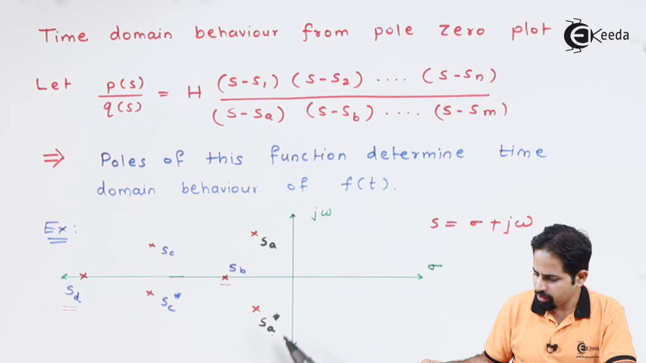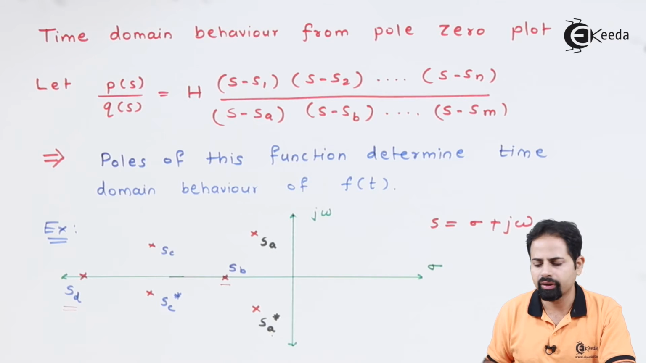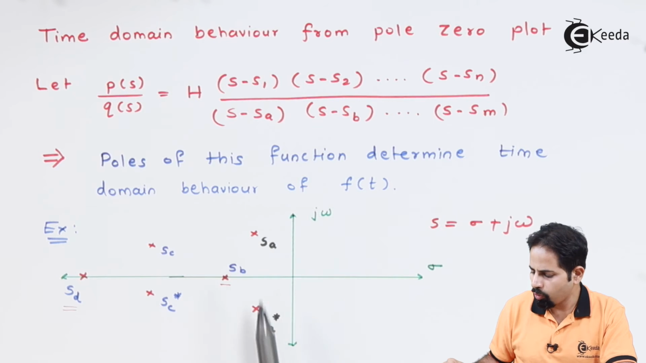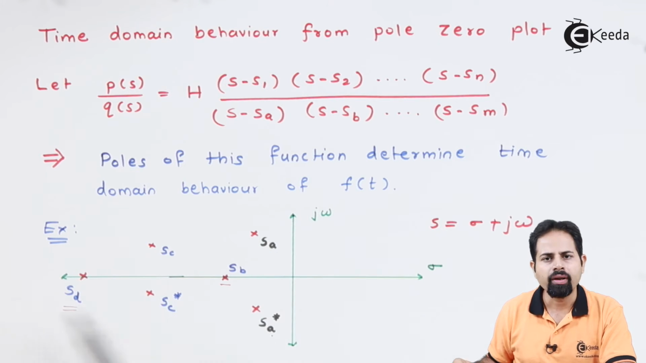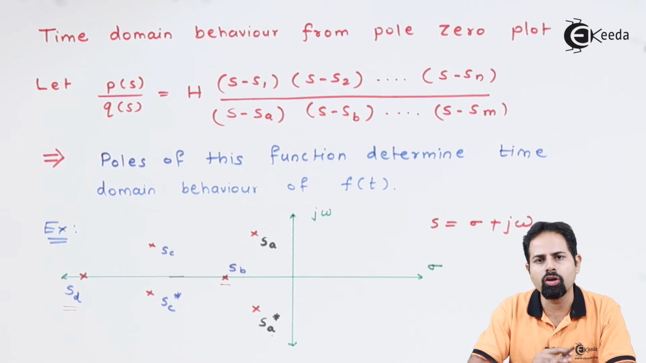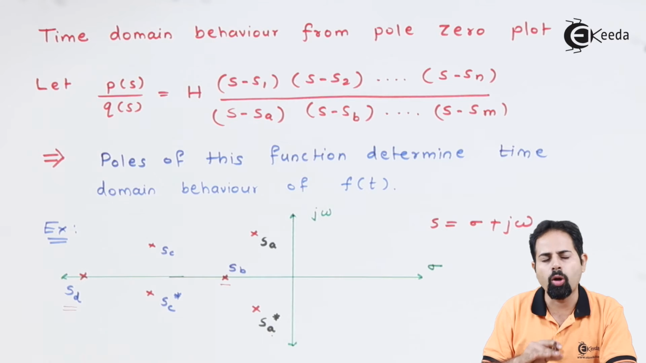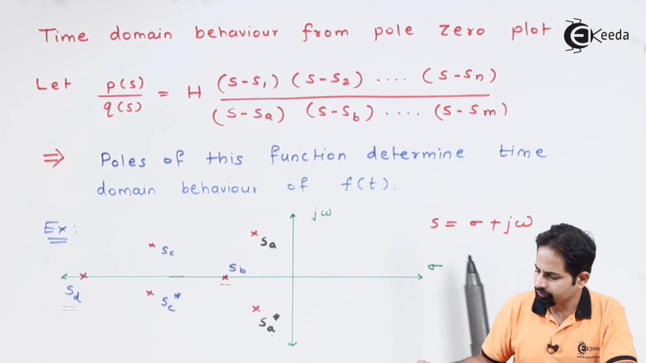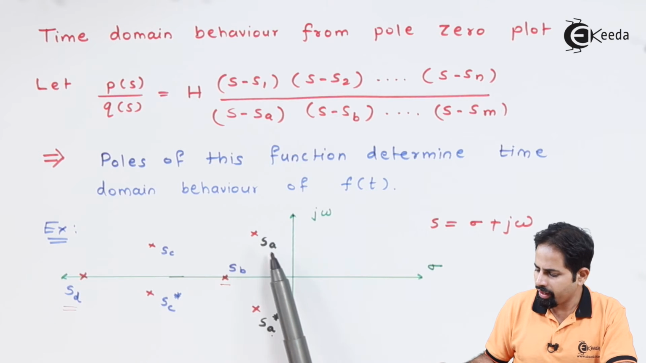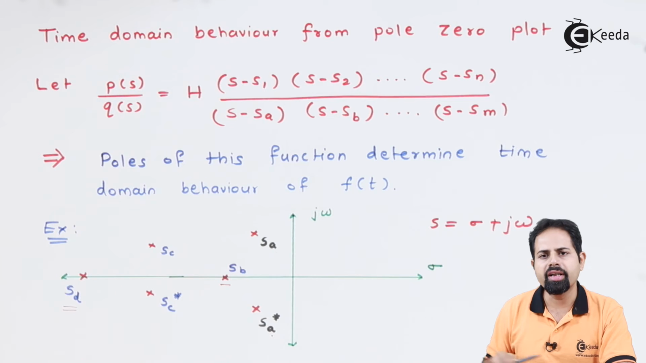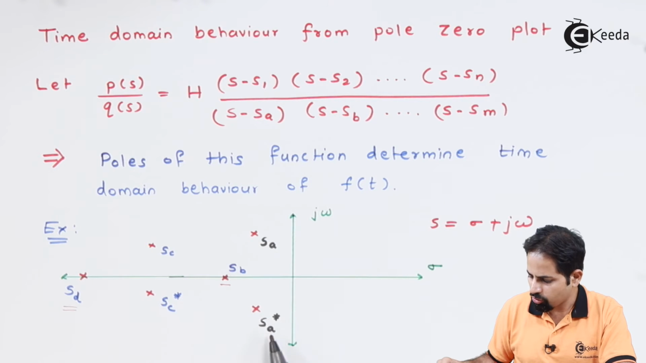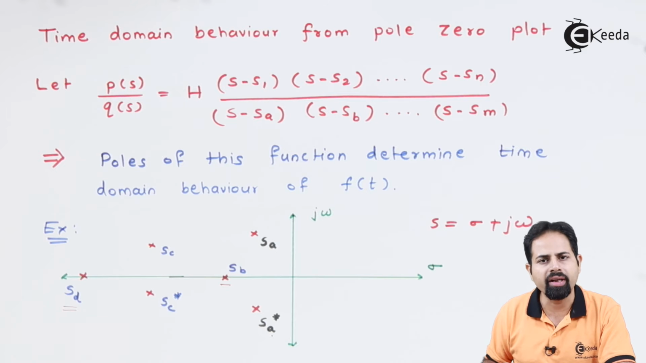How to obtain their time domain behavior is what we will see. Let us see for the first pair SA and SA conjugate. We know that s is sigma plus j omega. Now these poles being on the left hand side means the real part is negative. This is what we know from the restriction on poles and zeros, which is a topic of a separate video that you can refer to. So this sigma being negative means it will be a decaying function, and if you try to draw the graph for this complex conjugate pair of poles, it will be something like this.